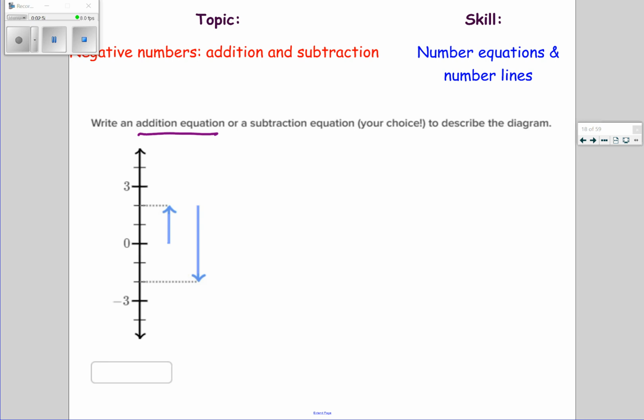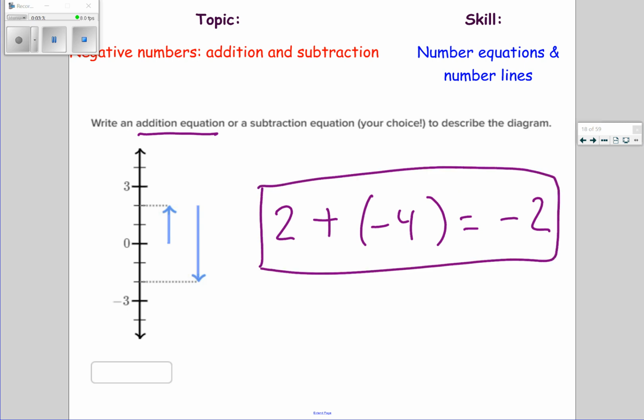Okay, now that you've tried it, you should have gotten positive 2, plus, we're going down, so it's down 1, 2, 3, 4, so plus negative 4 equals, well, we end up at negative 2. So positive 2 and add to it negative 4 equals negative 2. Now I'm going to have you try the same problem, but as a subtraction. So go ahead and try it out.